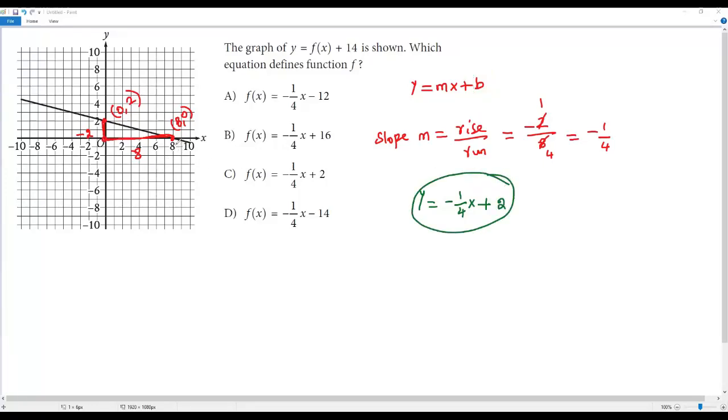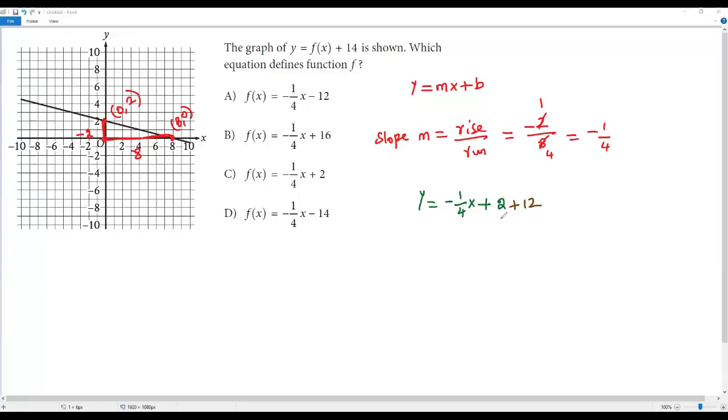But already we have the equation of this line in the question itself, that is y equals f of x plus 14. So in the given equation, I find the constant plus 14, but here I find the constant plus 2. So in this equation, I must get the constant plus 14 so that I can get the stuff which is equivalent to f of x. But here we have the constant plus 2. If I want to get plus 14 as a constant in the equation, what should I do? I have to add 12 to this constant 2, so that this plus 2 and plus 12 will become plus 14.